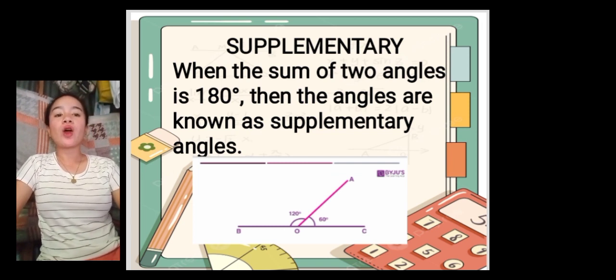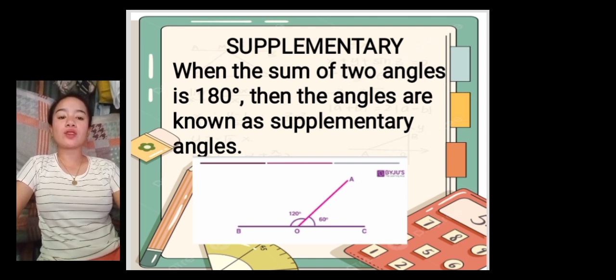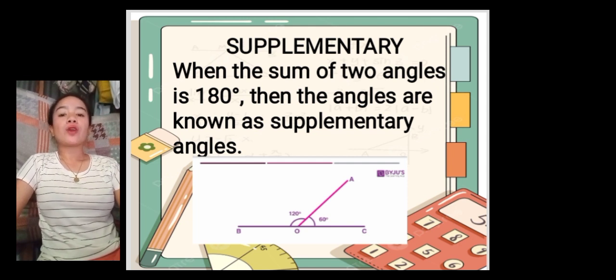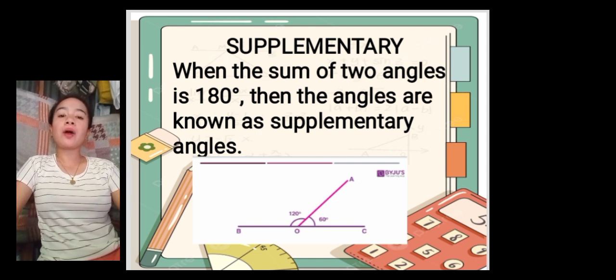Next one is supplementary. So what is supplementary? When the sum of two angles is 180, then the angles are known as supplementary angles. So pag sinabi naman po nating supplementary, may apat din po silang sides, which is B, O, C at saka A. So ang bawat angles po nila is 120 degrees and 60 degrees. Kapag in-add po natin yung dalawang angles na yun is equivalent po siya ng 180 degrees. Yung pagkakaiba po ng complementary at supplementary is ang complementary po is ang dalawang angles po nila is 90 degrees, while the supplementary is yung two angles po niya is 180 degrees.